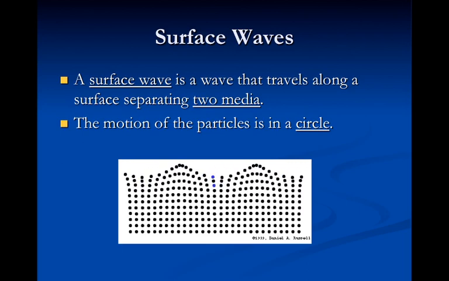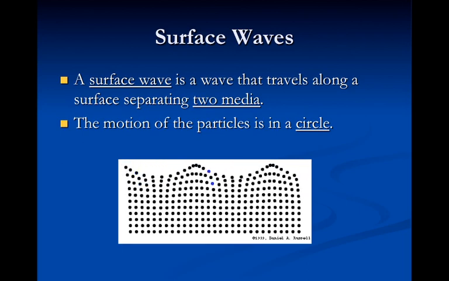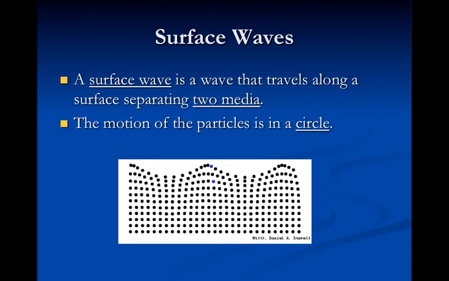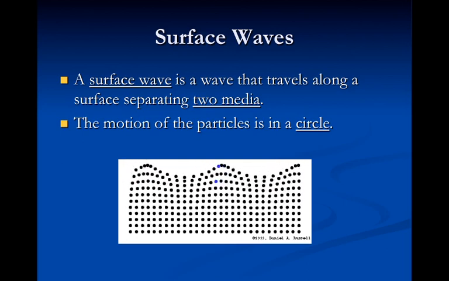So if you've ever been fishing and you have a bobber at the end of your fishing line and it's sitting in the water, the waves go through it and that bobber doesn't move. It moves in a circle. It really doesn't go anywhere. It stays kind of where it is.